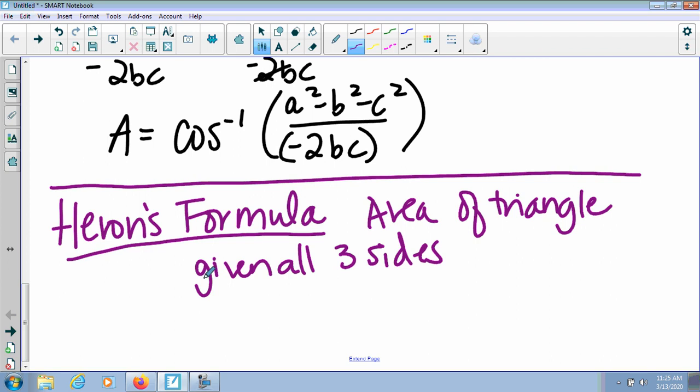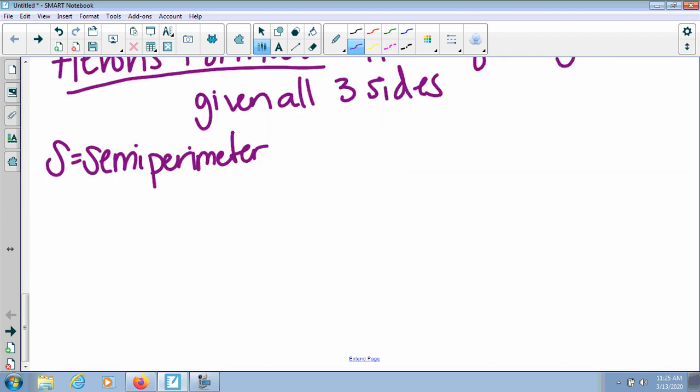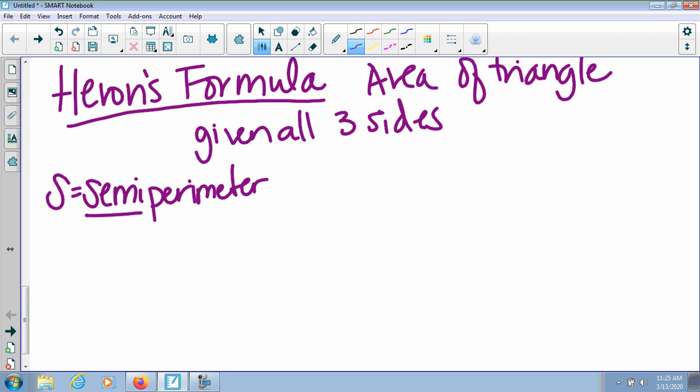And this is probably the easiest formula to use that you've used in basically any class, probably. And here it is. The S in the formula stands for semi-perimeter. And the prefix semi, just as a reminder, means half. So if they ask for the semi-perimeter, you're just going to do half of the perimeter. So that's what these S's stand for. But this is the area of any triangle if you know all three sides.